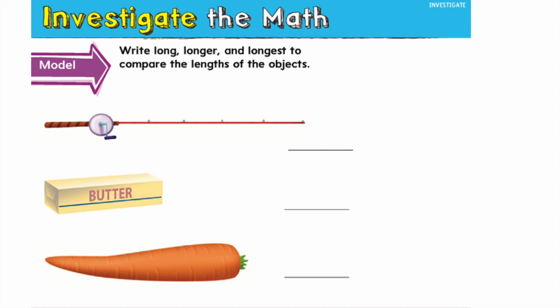So we're going to write long, longer, and longest to compare the lengths of these objects. We have a fishing pole, butter, and a carrot. From those three objects, can you please touch the one that is the longest? Very good, the fishing rod. Since the fishing rod is the longest, which one would be longer, the butter or the carrot? The carrot, right? So we would put longer. And the butter would be just long. So we have the longest, longer, and long.